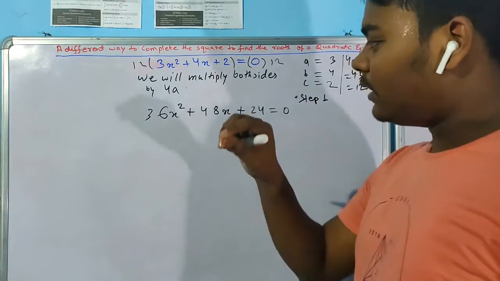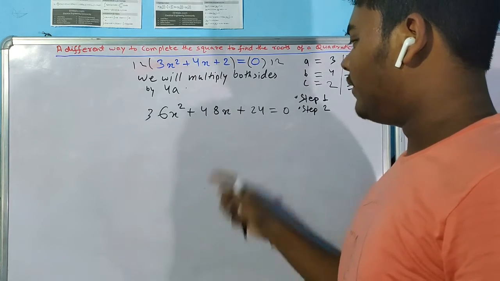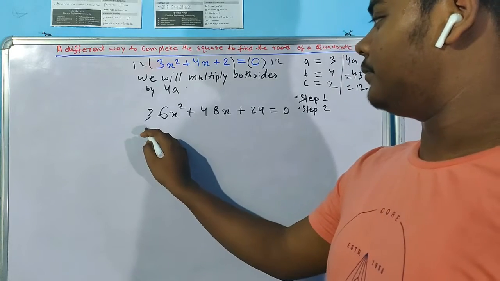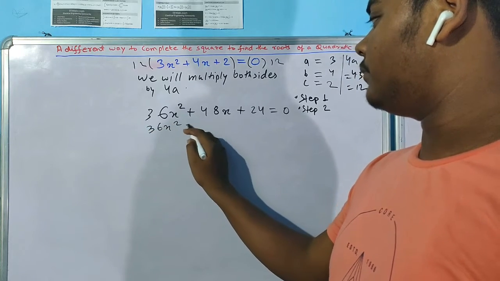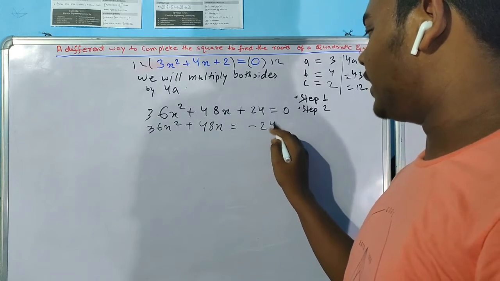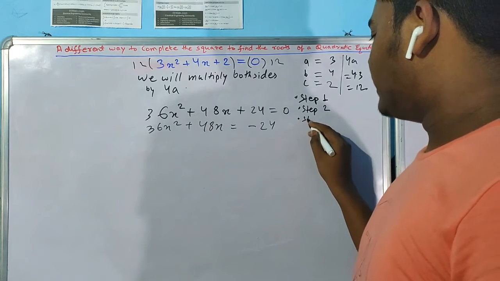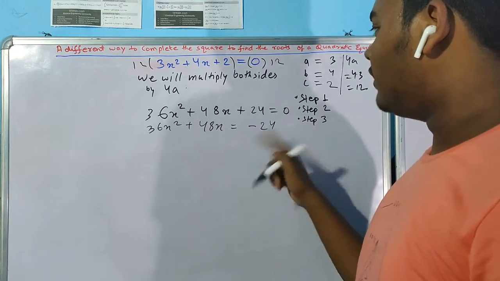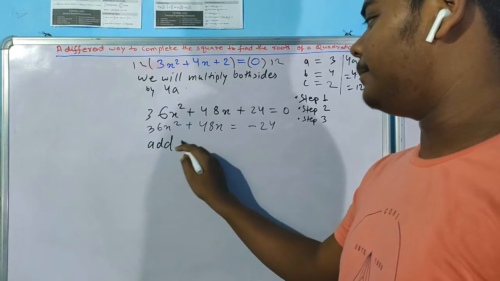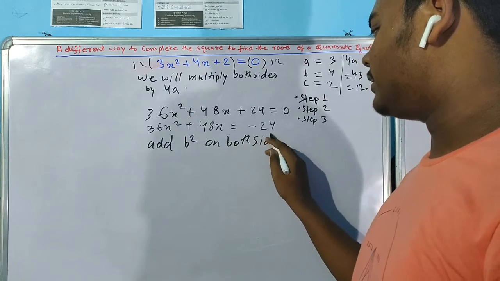Now, for the second step, we will shift this to the right side of the equation, so it will become a negative, right? Now, for our third step, we will add b square on both sides.